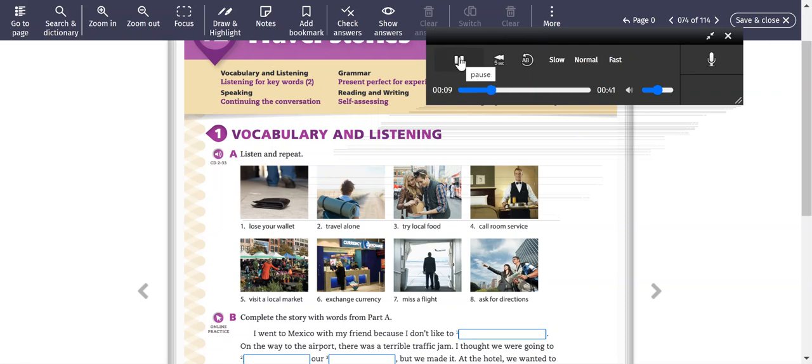1. Lose your wallet. 2. Travel alone. "Travel" in English is like "travel." Travel alone. 3. Try local food. 4. Call room service. 5. Visit a local market.